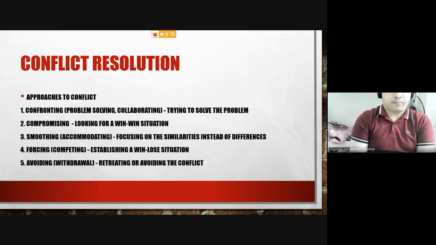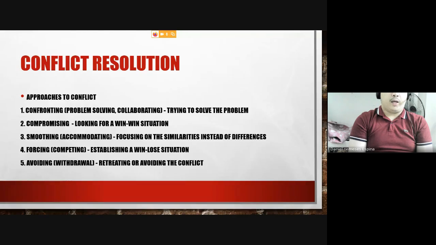And then forcing, the opposite of compromising. It's actually establishing a win-lose situation. Mag-away ra gyud sila dira, magdebate ra gyud sila until naay mo-daog sa argument. One is the winner, so the other one will lose the argument. And then last is avoiding or withdrawal. So retreating or avoiding the conflict, you're ignoring the conflict.